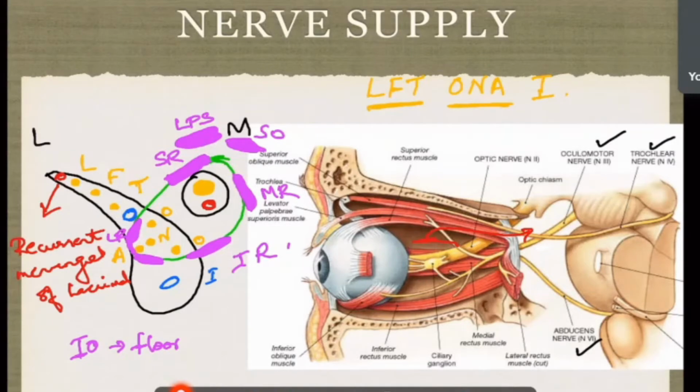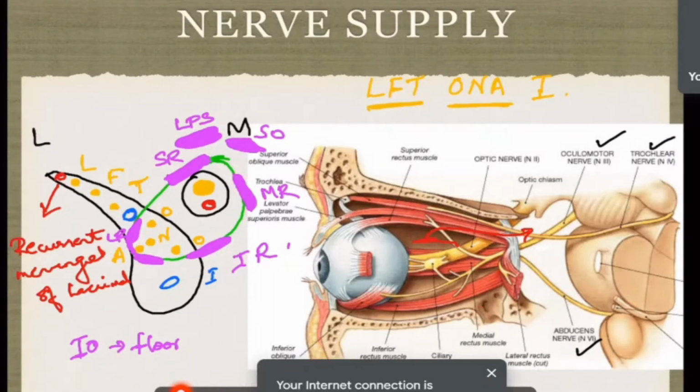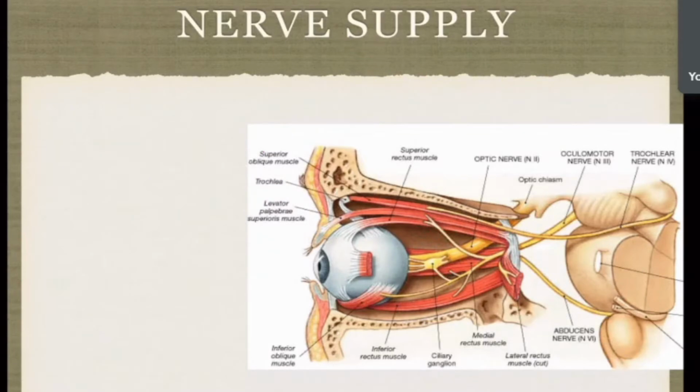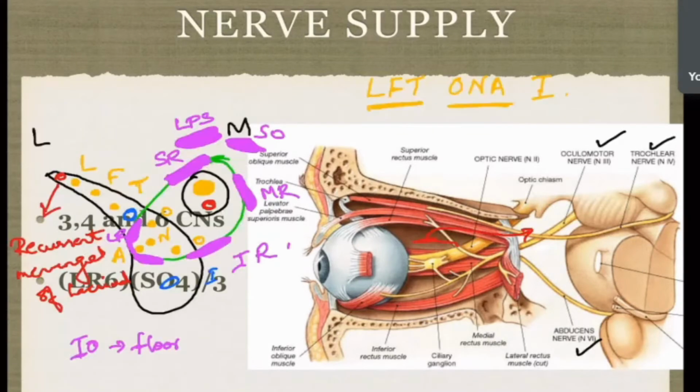So most of these muscles are supplied by the oculomotor nerve, except the lateral rectus, which is supplied by the abducent nerve, and the superior oblique, which is supplied by the trochlear nerve. You have the 3, 4, and 6 cranial nerves, and how will you remember this?